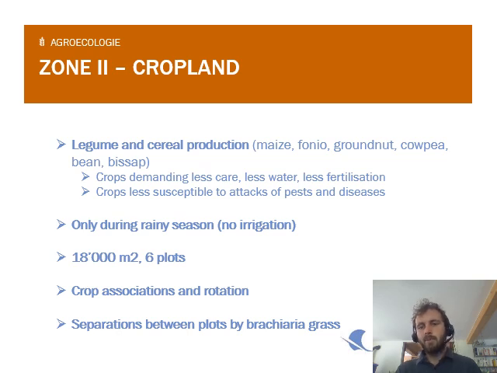We will plant crops that do not need too much fertilization and pest repellent treatments, and mostly crops that don't need too much work to grow. So mostly it will be cereals and legumes. In this case we will plant maize, fonio, groundnut, cowpea, bean and hibiscus. As for the vegetable zone, we will cultivate these crops in association and in rotation, and we will separate the plots with Brachiaria grasses.